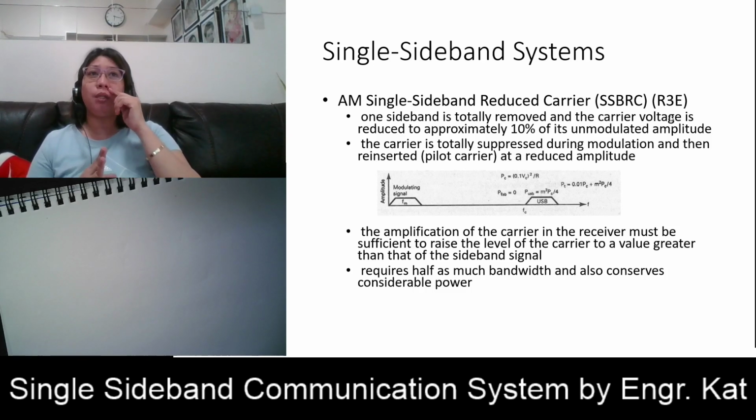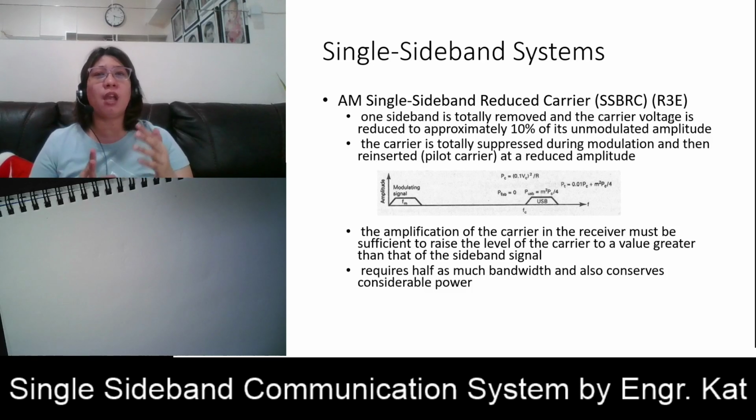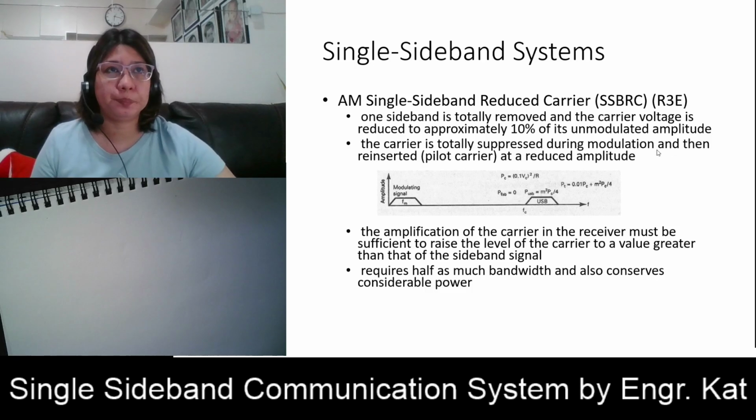Okay, so why is it called an exalted carrier? Because the carrier is elevated in the receiver prior to the demodulation. Okay, so it is also called exalted carrier detection. Okay, so the type of demodulation that we have is the exalted carrier detection.